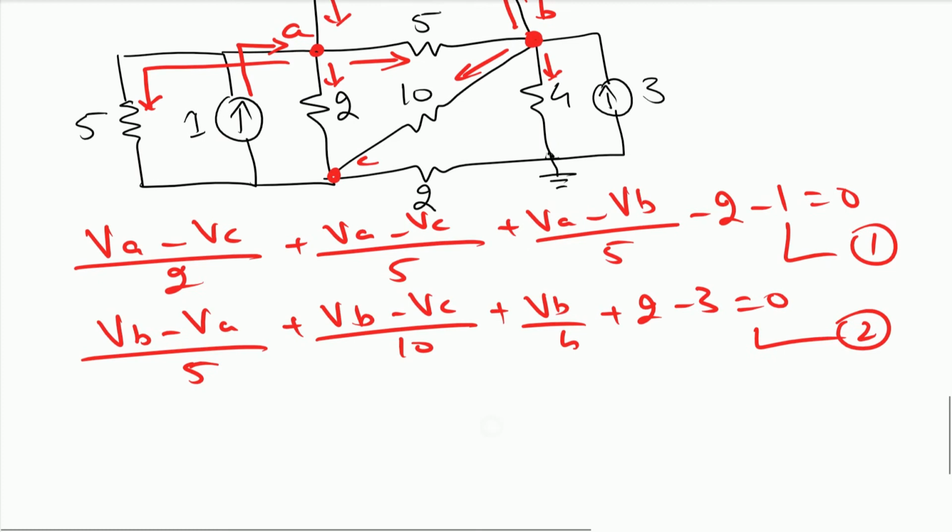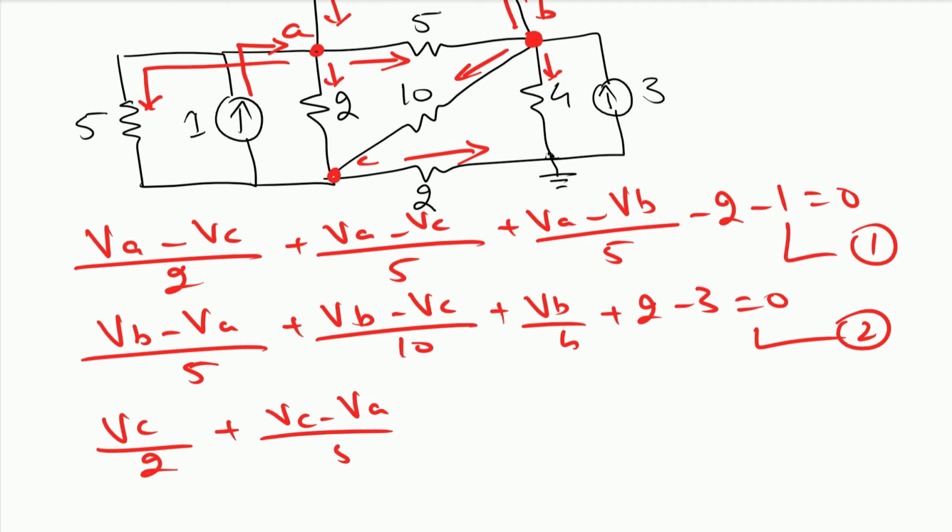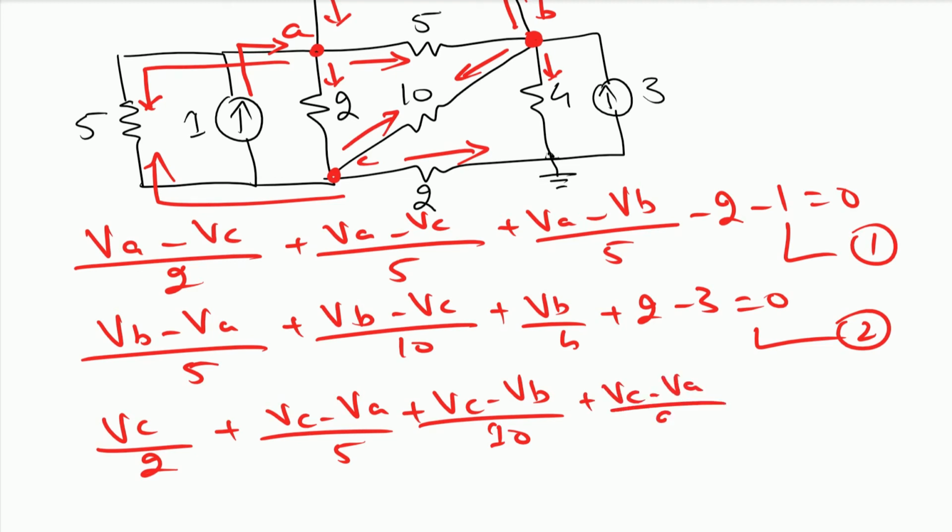And then for this node C, we have VC over 2 for the current flowing here. Then we have VC minus VA divided by 5 for the current flowing through this branch. Then we have plus VC minus VB divided by 10 for the current flowing through this branch. Then we have VC minus VA divided by 2 for the current flowing here. And also we have a current source of 1 ampere which is going out of this node C through this particular branch. So we have plus 1 is equal to 0, and this makes me equation number 3.